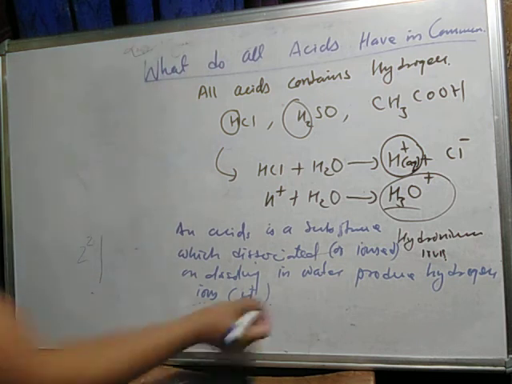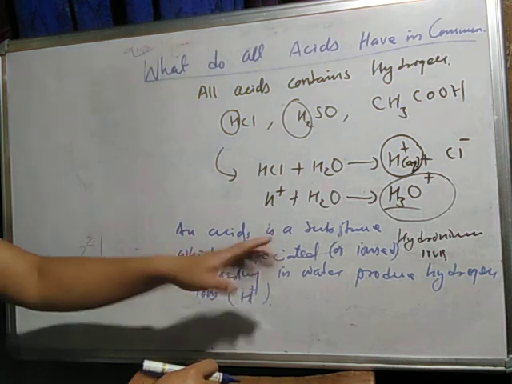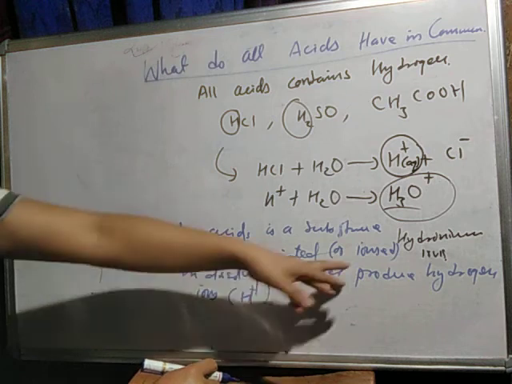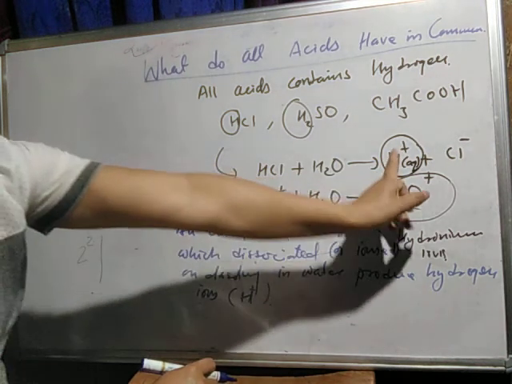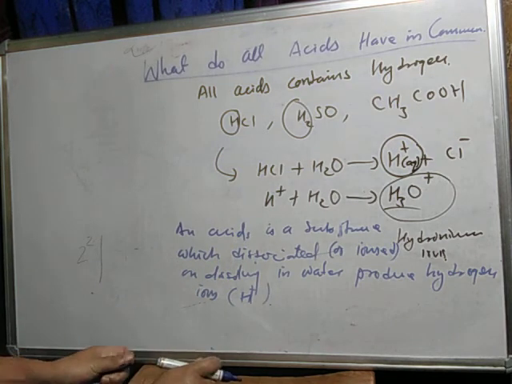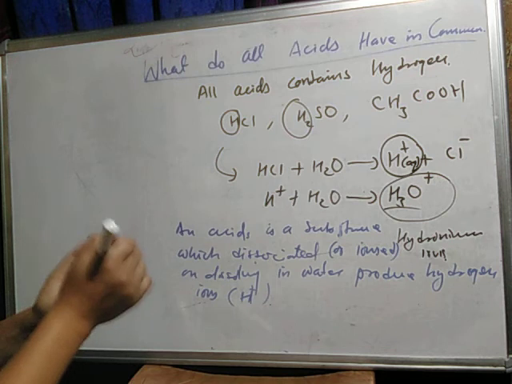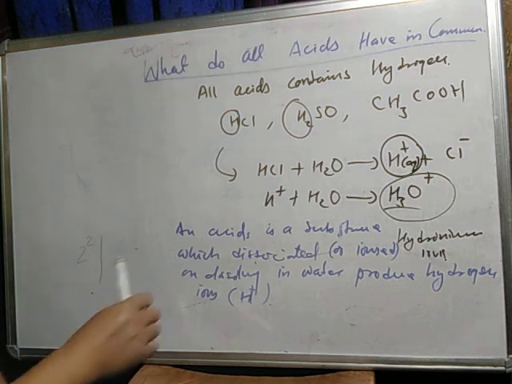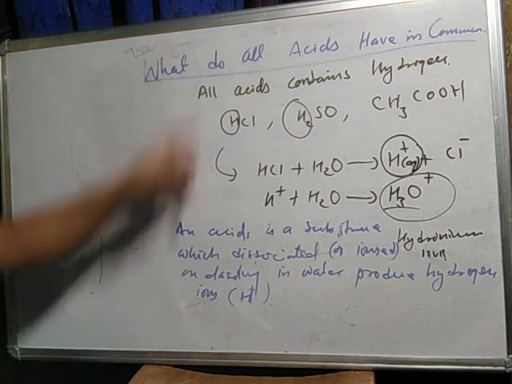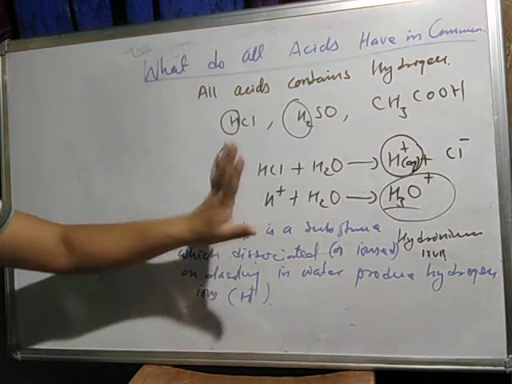So the new definition of acid is those substances which dissociate or break down into different ions, such as hydrogen and chlorine. Okay, and this is when acid dissolves in water. This is the new definition of acid. So all acids have hydrogen as a common element. Clear?